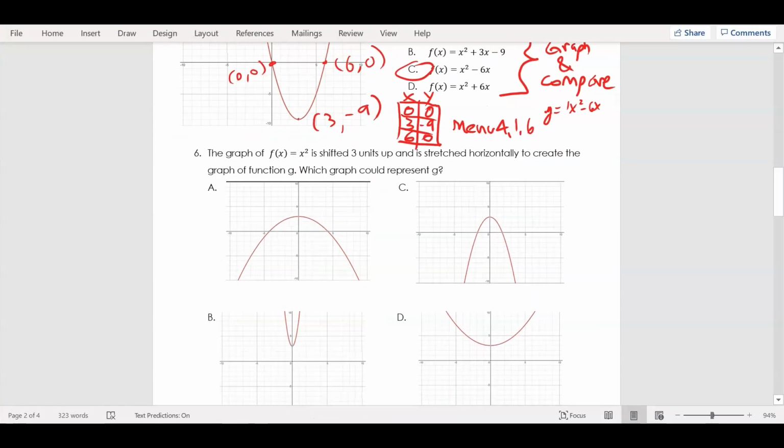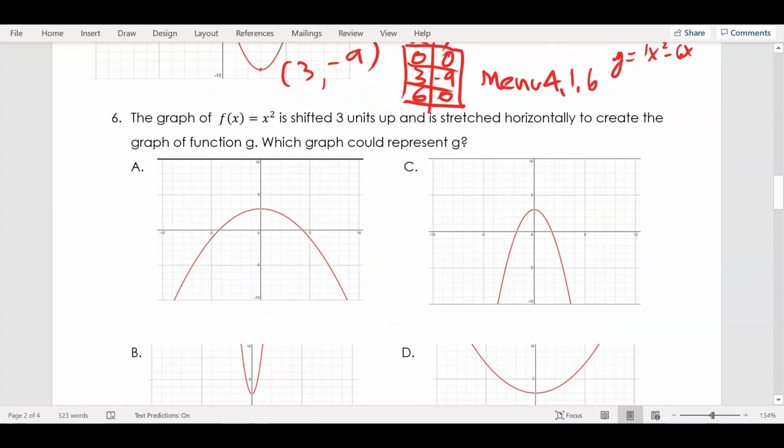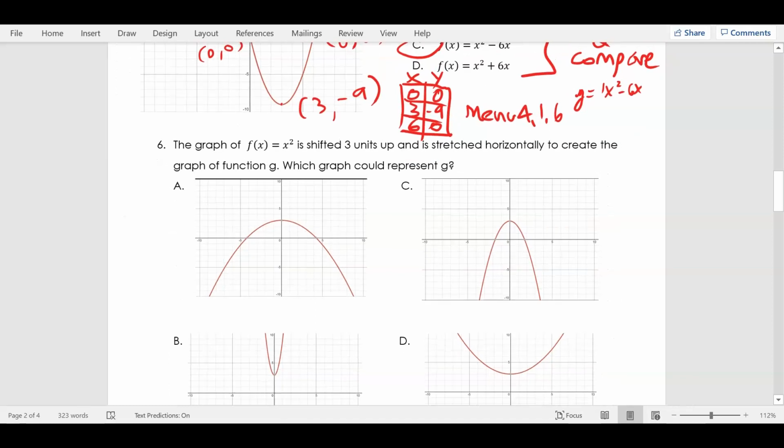All right. Number 6, the graph is shifted 3 units up, and it's stretched horizontally to create the graph of the function g. Now, when we talk about stretching horizontally, stretching it like this is going to make it wider. Cool. And then 3 units up.